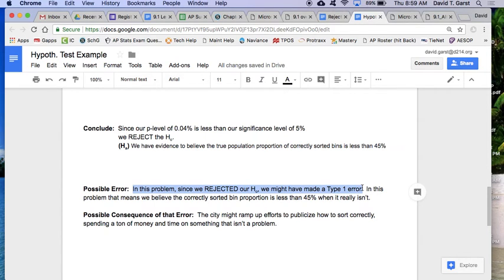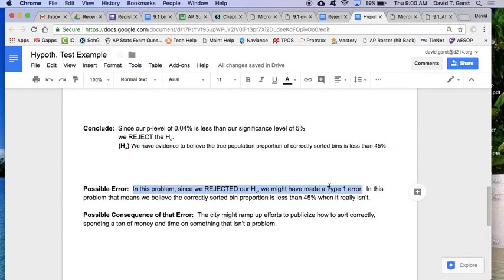So, anytime we reject our null, we might be making a type 1 error. And in this case, what a type 1 error means is we had evidence to believe that it was less than 45% sorting accuracy, but really in the city it actually might be 45%. It might actually be good, and we just got a freakish sample. That's the error in context. And what would be a consequence? What if we say, we've got evidence you're wrong? Then the city's like, oh no, we better pay more money and up our efforts to recycle better, when the city might have been recycling just fine.